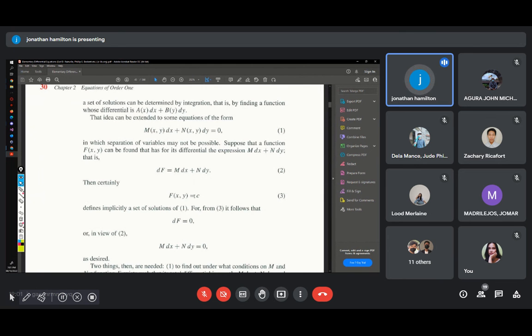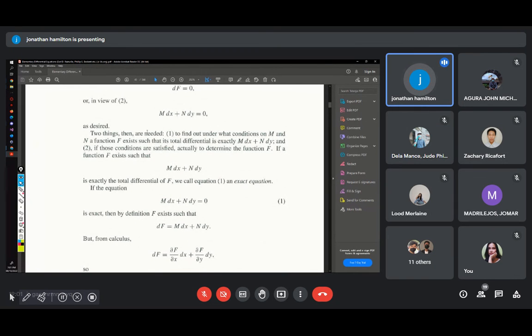Then we can determine that f of xy is equal to c, an arbitrary constant, which defines implicitly a set of solutions of the first equation. It follows that the derivative of f is equal to 0. If we derive the arbitrary constant, we are left with the value 0. Or in view 2, we have the differential of f is equal to m dx plus n dy, which can also be written as m dx plus n dy is equal to 0.